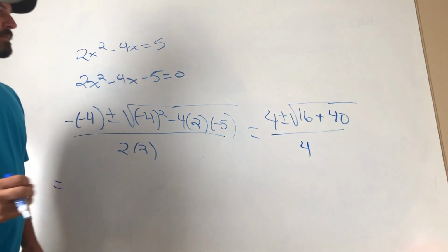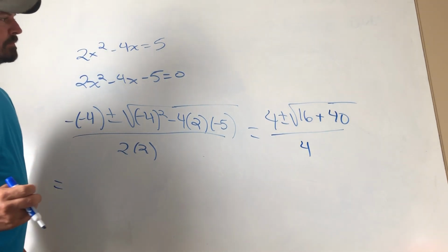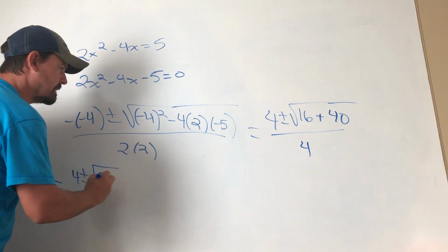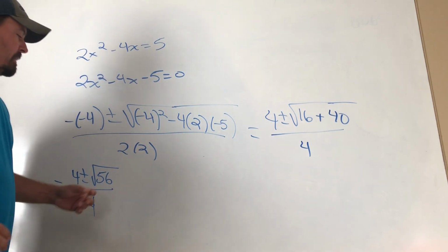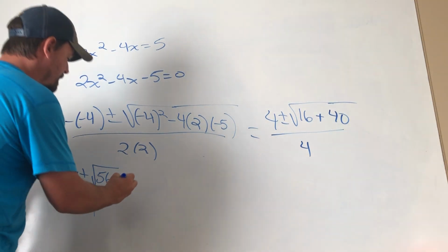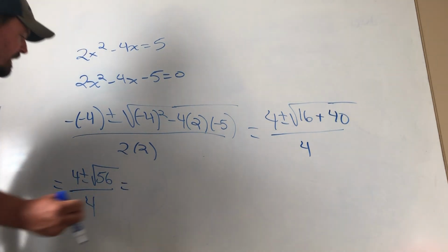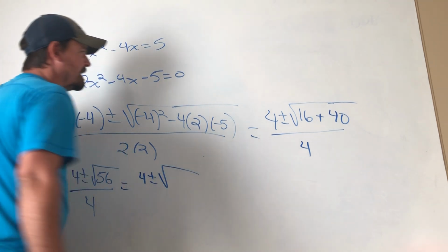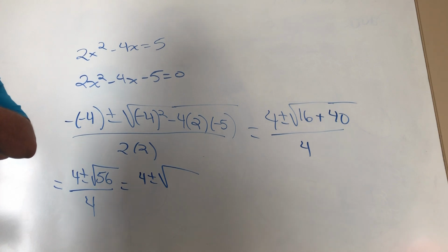Now 16 plus 40 is going to give you, what was that, 56. So I get 4 plus or minus the square root of 56, all over 4. What multiplies to give you 56? Think about it. Anybody? Of course, you're not going to answer the phone. About 8 and 7, right? So 4 plus or minus the square root. Now, if I'm thinking about it, 8 and 7: 8 doesn't have a square root, 7 doesn't have a square root, but 4 does have a square root.